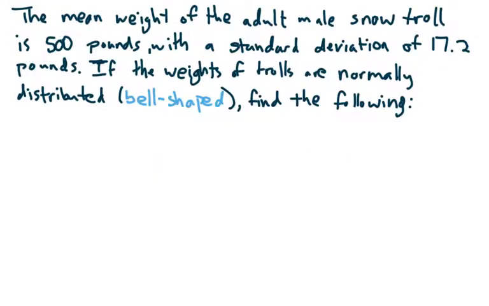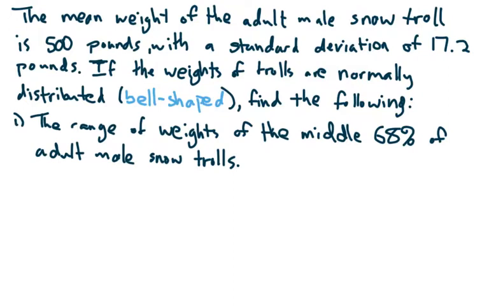So, our first example. The mean weight of the adult male snow troll is 500 pounds, according to the 5th edition Dungeons & Dragons Player's Guide, with a standard deviation of 17.2 pounds, which I just made up. If the weights of trolls are normally distributed, or bell-shaped distribution, find the following. The range of weights of the middle 68% of adult male snow trolls. This is something that we can do with the empirical rule.